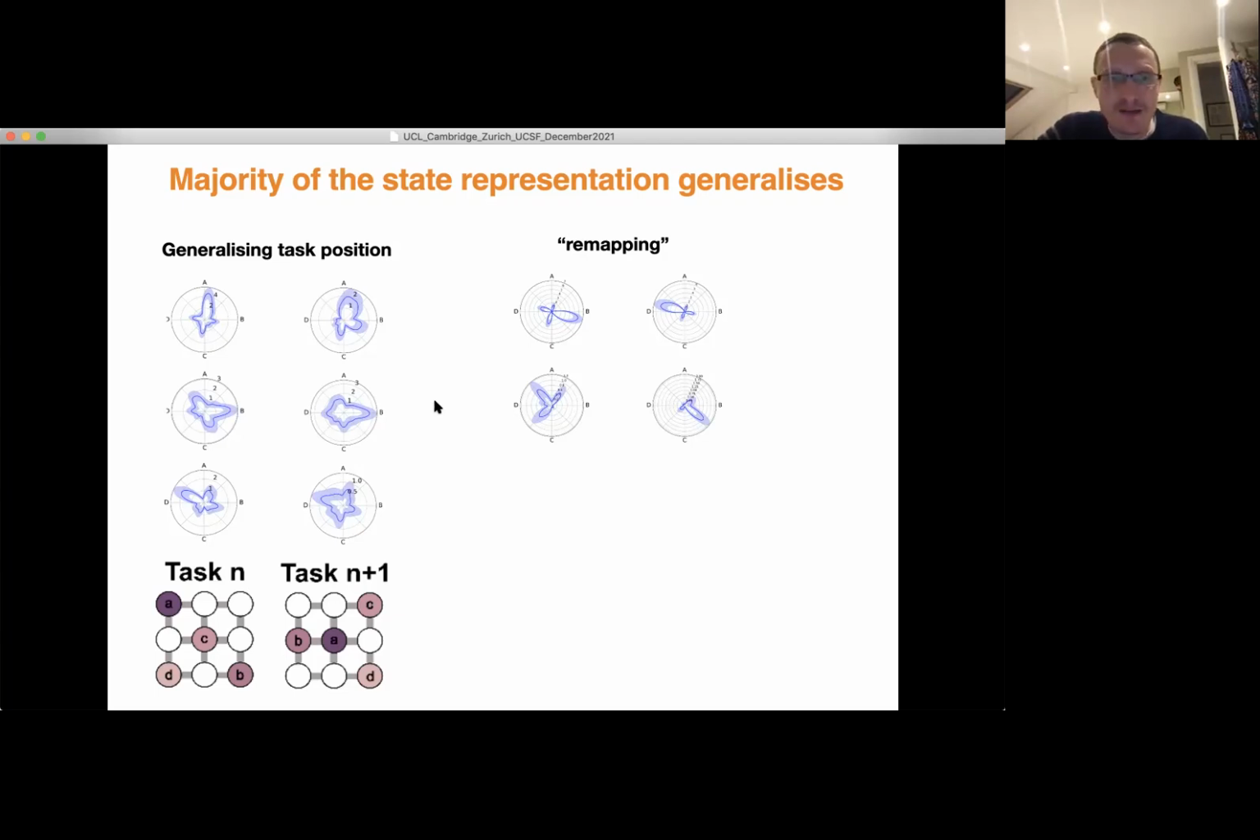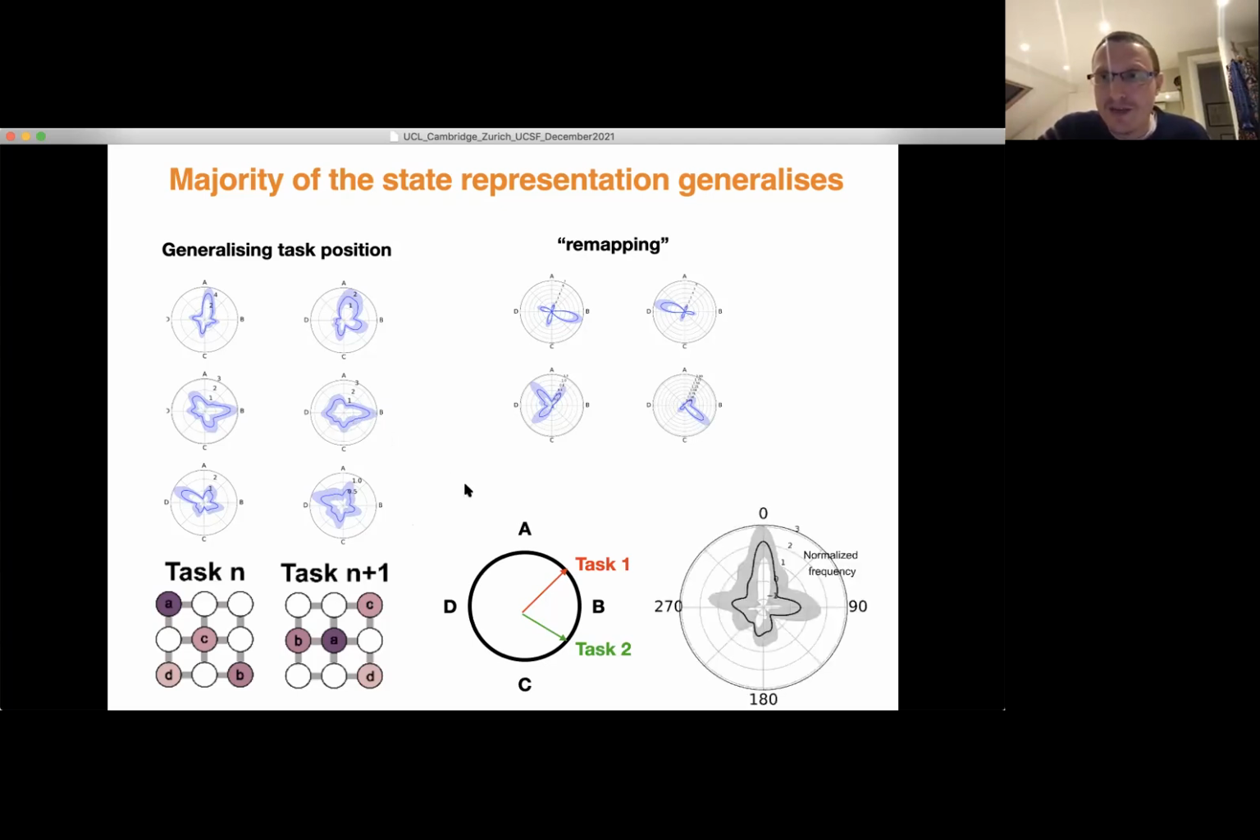Well, to show you that, I can measure the angle between where this cell fires for task 1 and task 2. And so this B cell, the angle is 0 because it fires at B in both locations. And then I can just plot the histogram of all the cells that are state selective. I can show you that the vast majority of these cells have angle at 0, which means the whole population generalizes, and this is representing an abstract coordinate space for this sequential task.